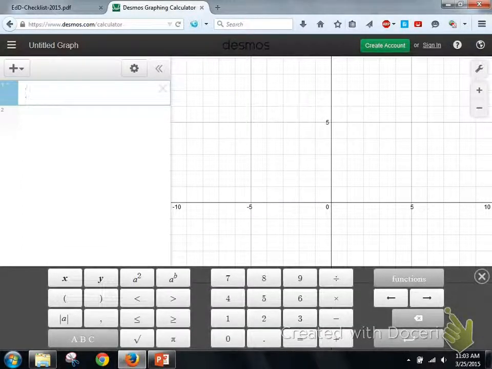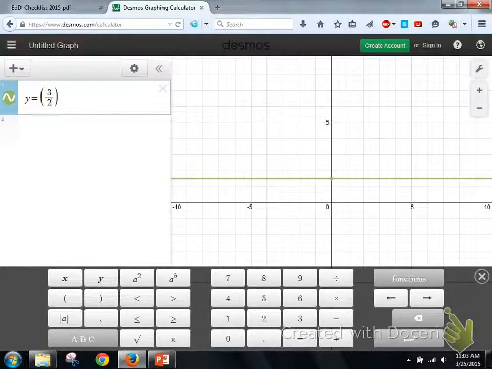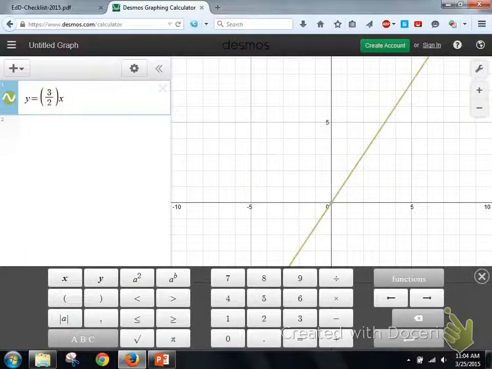Can someone read me the first one? Y equals 3/2. Okay, y equals, how do I do fractions? I need to do what? In parentheses, 3/2, right? And then where do I put the x? On the inside or outside? Keep going. Plus 3. Okay, that's my first graph.